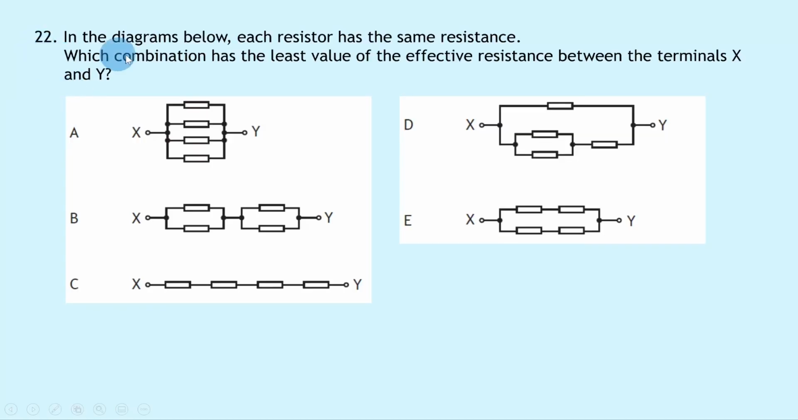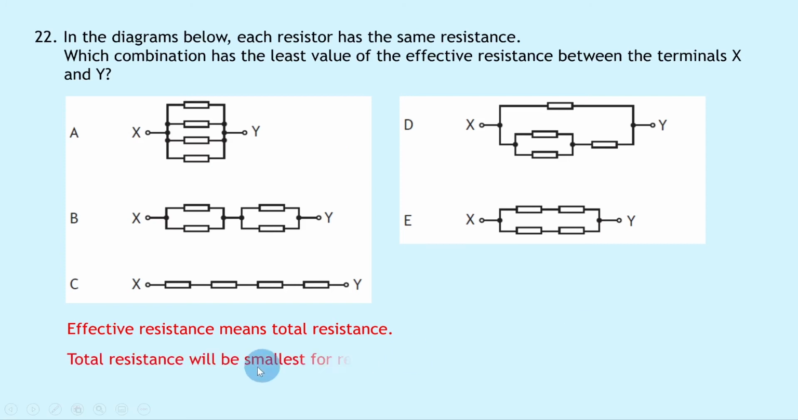Question 22 says in the diagrams below, each resistor has the same resistance. Which combination has the least value of the effective resistance between the terminals X and Y? So firstly, this phrase effective resistance might be throwing you off, but effective resistance basically just means total resistance. Or another way to think about it is, imagine you were to take these 4 resistors here and combine them into just one equivalent resistance. That's basically what it means.